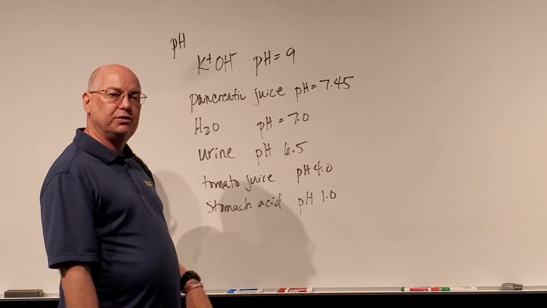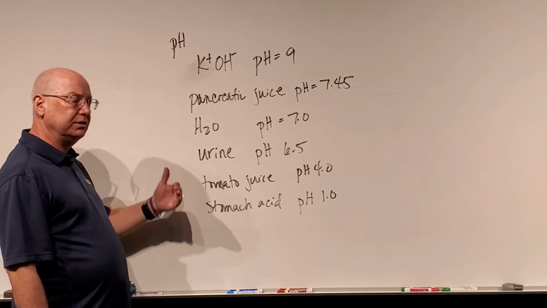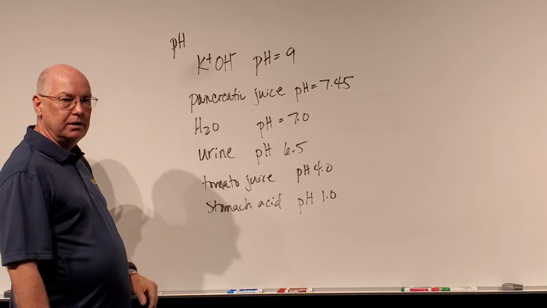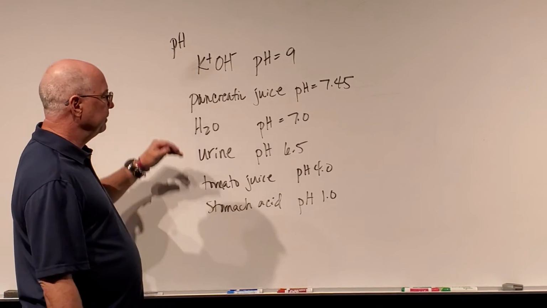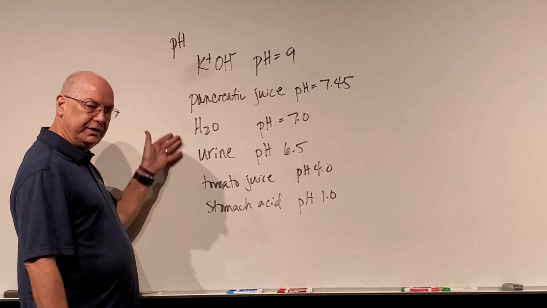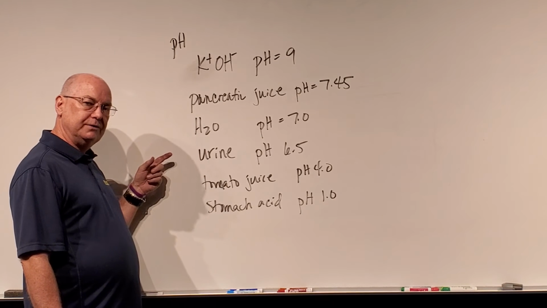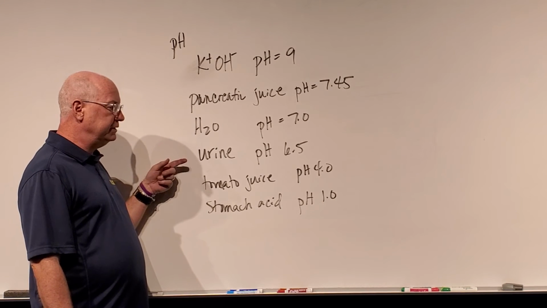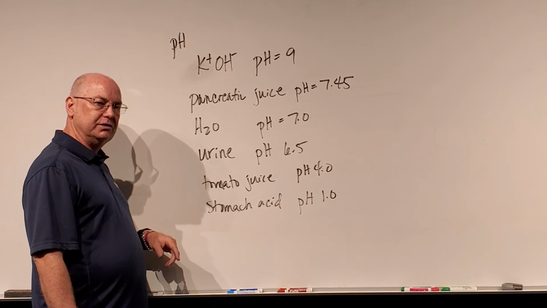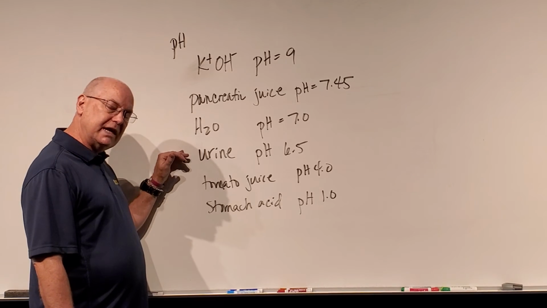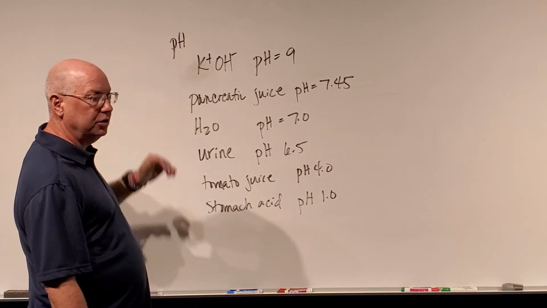And that makes a great test question. Which of the following substances would remove the most hydrogen ions when placed in solution? Potassium hydroxide. Which of the following substances would remove the least hydrogen ions when placed in solution? Pancreatic juice. These don't remove any. Which of the following substances releases the least hydrogen ions when placed in solution? Urine. Releases the most? Stomach acid. Weakest acid, strongest acid, weakest base, strongest base.